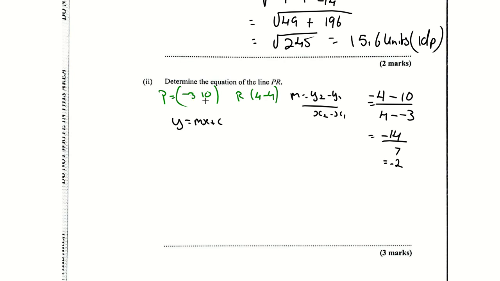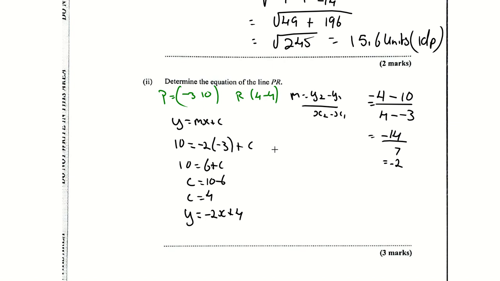When you're doing something like this, you can choose any coordinate that you want. You could choose P or R, that's up to you. So I'm just going to use P: 10 equals m, which is negative 2, times x, which is negative 3, plus c, so 10 equals 6 plus c, so c equals 10 minus 6, so c equals 4. Therefore, y equals negative 2x plus 4. And that is going to be your answer.